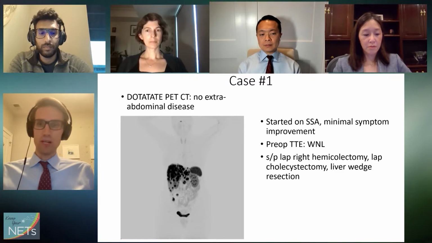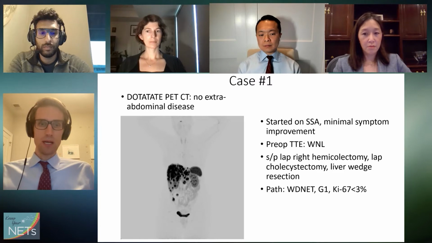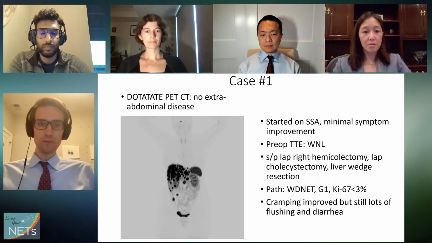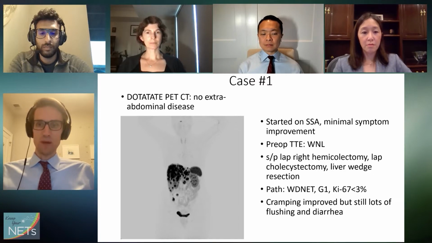We also did a liver wedge resection just for the pathology report, and the pathology essentially remained the same as the liver biopsy. So this was a well-differentiated tumor, low grade. So at this point, after the surgery, she says her cramping improved, but the symptoms are still pretty bad. As a matter of fact, she thought that the flushing and the diarrhea really didn't get much better since we talked to her last.